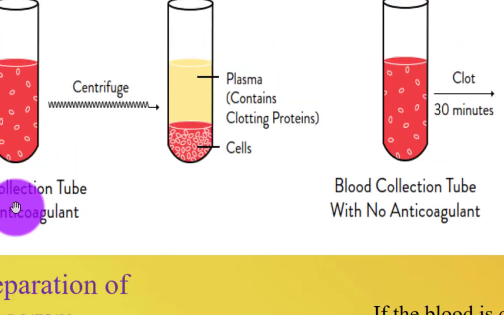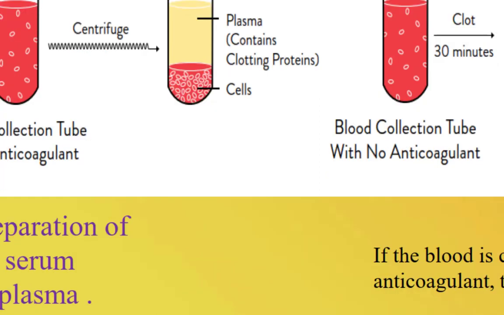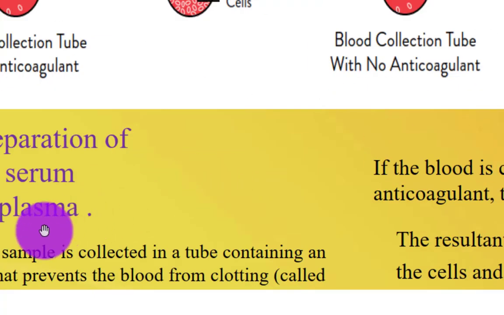Here, blood collection, centrifuge, we separate plasma from blood cells and clotting proteins. Here, blood collection tube with no anticoagulant remains for 30 minutes. Clot forms, centrifuge, we get serum, and a cell plus protein clot. Preparation of serum or plasma.